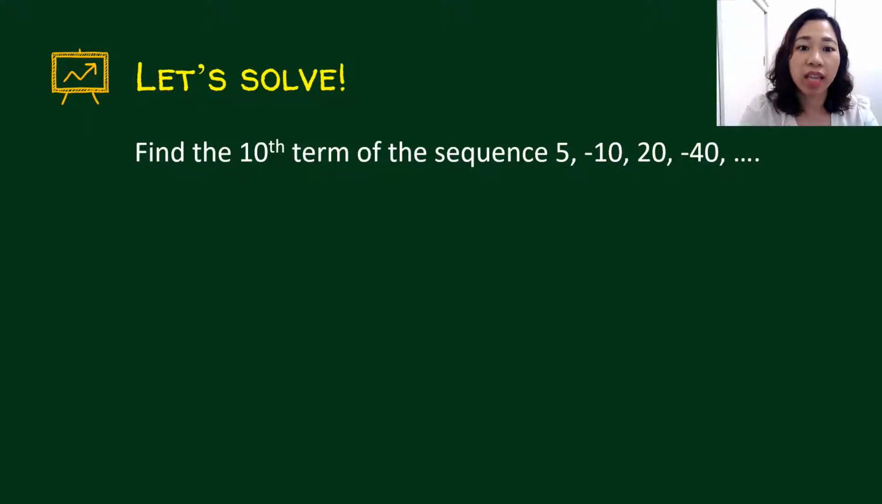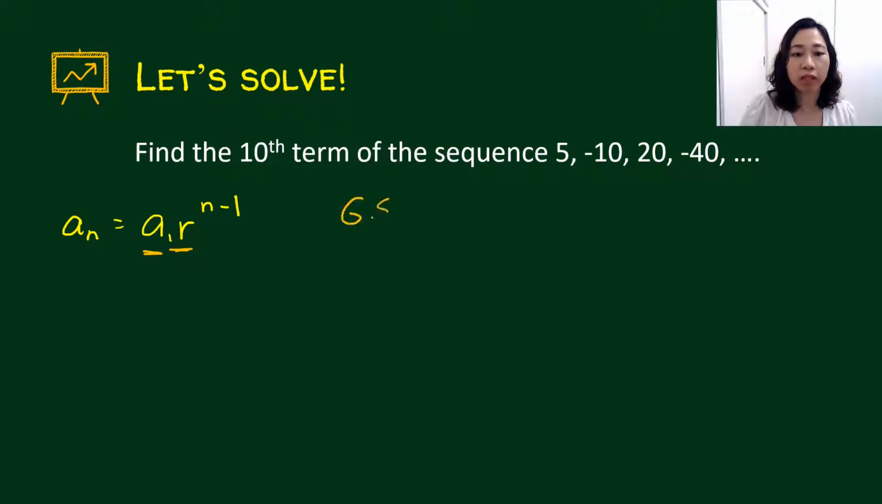We want to find the 10th term of this sequence: 5, negative 10, 20, negative 40. Now, let me just write our formula for the nth term. a sub n is a1 r raised to n minus 1. Now take note that a geometric sequence is defined by its first term, a1, and its common ratio. So it's always important that you know what your first term is and what your common ratio is.